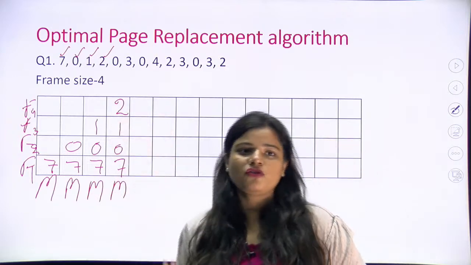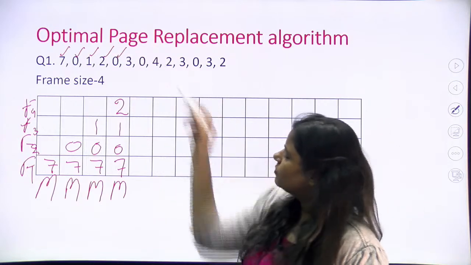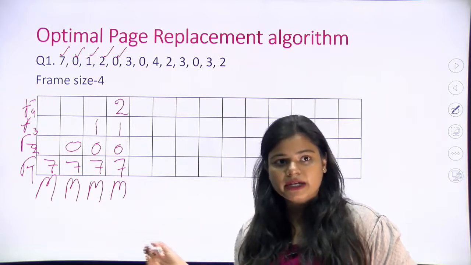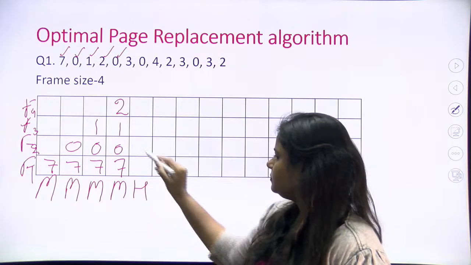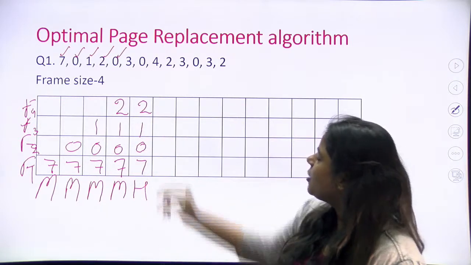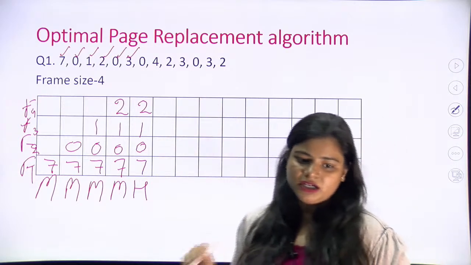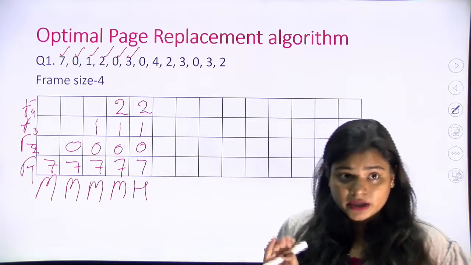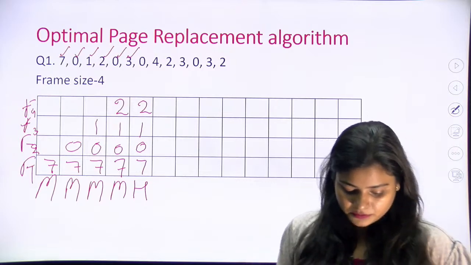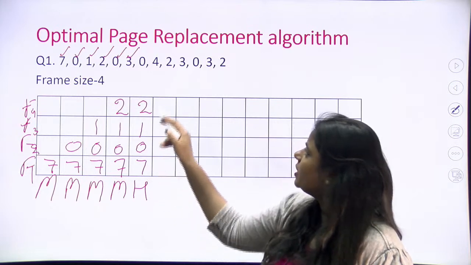Now all my 4 frames are full. Now we have 0. But 0 is already present inside the main memory. In this situation, we call it a page hit. Okay. Now I have 3. But you can see 3 is not present inside the main memory. In this scenario, we have to use optimal page replacement. So optimal page replacement we will apply with 7, 0, 1, 2.